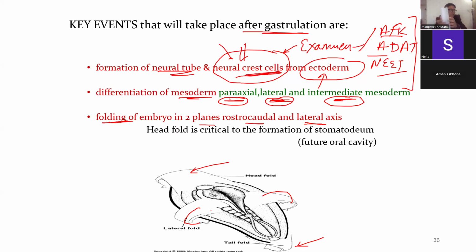No problem. Okay. So it is folding in two axes, right? The head to tail, right? And the lateral side. Okay. So the similar thing happens with the embryo. It is folding in two planes, rostrocaudal and lateral axis. Okay. Head fold is critical to the formation of stomatodeum. Okay. Now, stomatodeum is the future oral cavity. Now, most of the times we read about this stomatodeum, the buccopharyngeal membrane. Buccopharyngeal membrane is also very important to understand, right? So we'll be discussing the buccopharyngeal membrane. What is it?